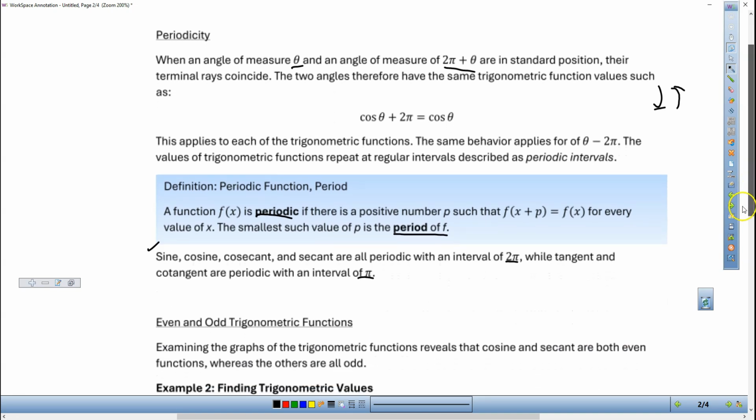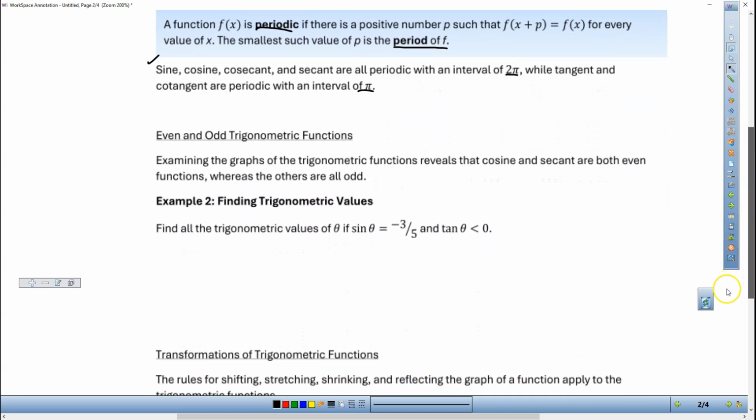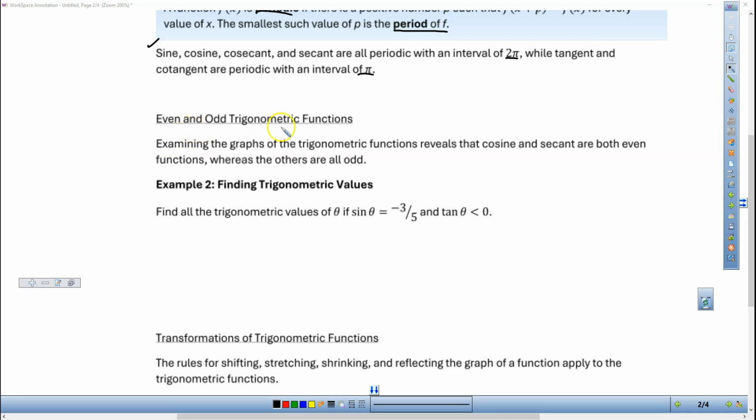Now, a quick note: when we talk about even and odd trigonometric functions, if we look back at those graphs, we can see that cosine and secant are both even functions. Our definition of an even function is that they can fold, right? Whereas the others are all odd, because they have symmetry around the origin. So again, an important thing to keep in mind here is that only cosine and secant are even functions; all the others are odd.